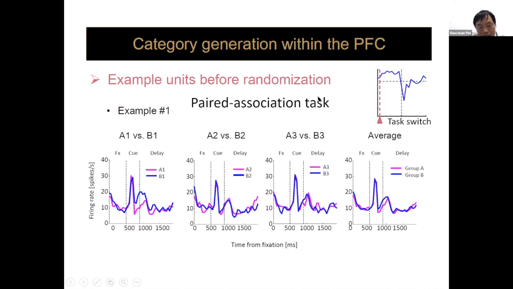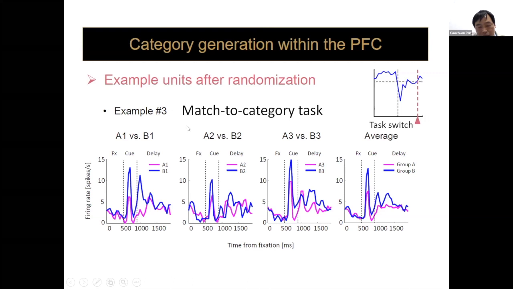In the paired association task, this example neuron prefers B1, discriminating B1 and A1 in this association, but does not show any difference between A2, B2, A3, B3. So this neuron may be just encoding this kind of individual stimulus association. After the monkey performs the match to category task, this shows one example. This neuron prefers B1 in the A1B1 association and B2 in the A2B2 pair, and for A3 and B3 it prefers B3. So in this sense, this neuron is actually encoding the category information for group B.